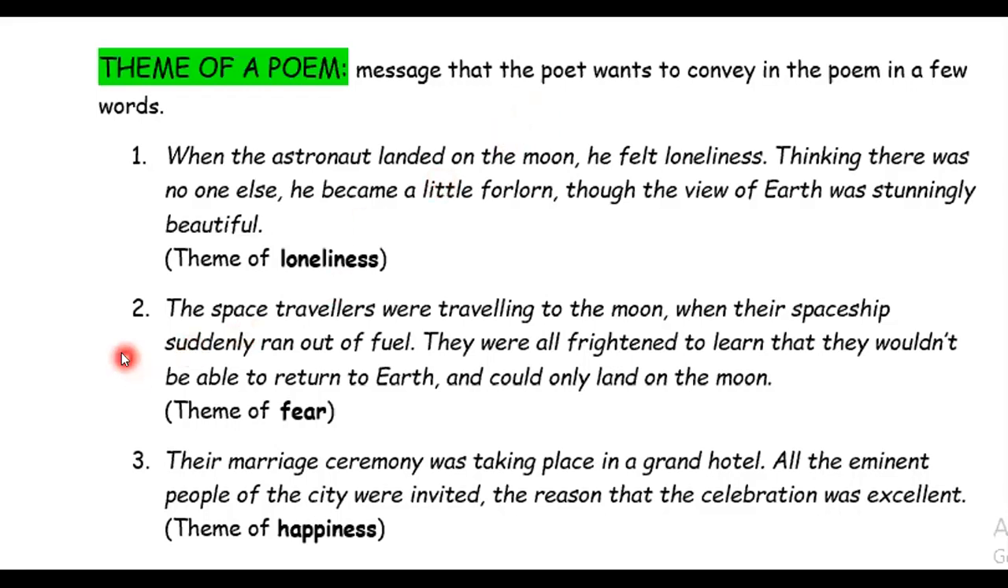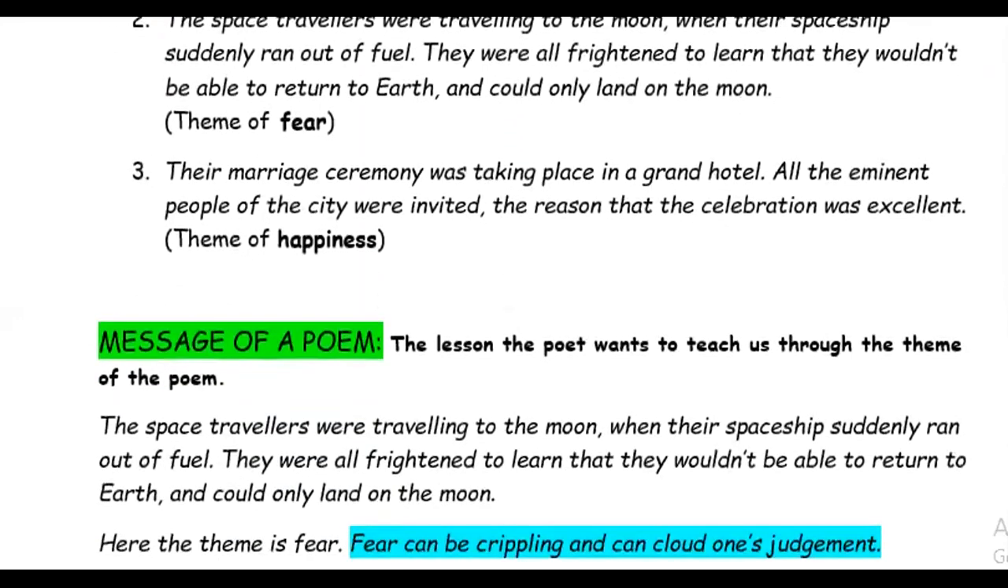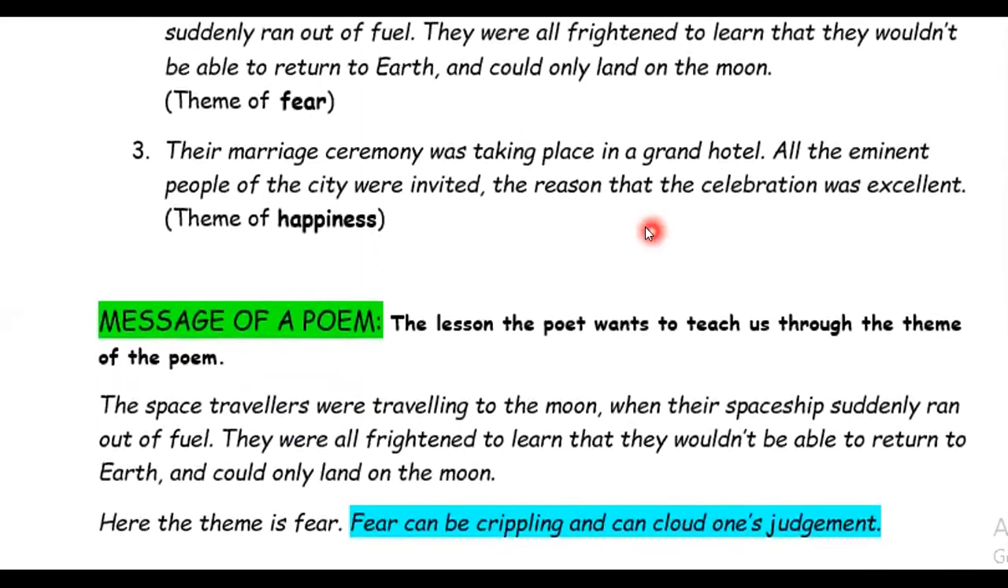Let's look at the next one. The space travelers were traveling to the moon when their spaceship suddenly ran out of fuel. They were all frightened to learn that they wouldn't be able to return to Earth and could only land on the moon. So here it's a theme of fear, okay, because they're scared that they don't know if they'll ever be able to return to the Earth. And lastly, the marriage ceremony was taking place in a grand hotel. All the eminent people of the city were invited. The reason that the celebration was excellent. So here, there's obviously a sense of celebration and a theme of happiness.